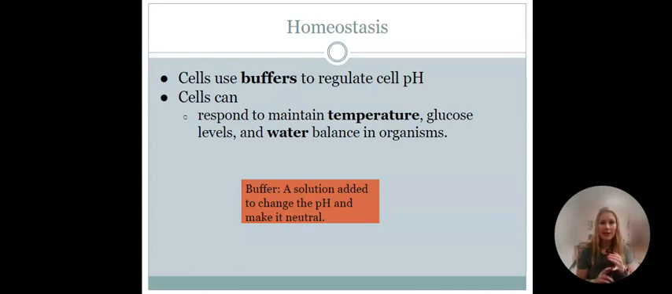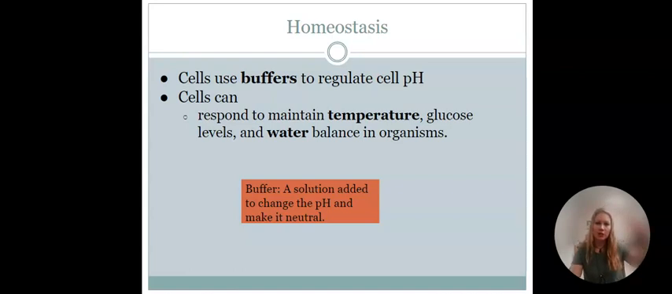Homeostasis is maintained through temperature. So cells, right, they have to be kept at a certain temperature, a certain amount of glucose. So think about your blood sugar, and then also water, right? You can't have too much or too little. So all of these are going back to homeostasis, maintaining that stable internal environment.